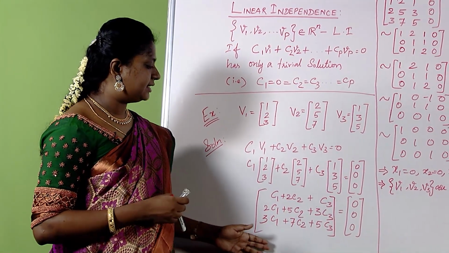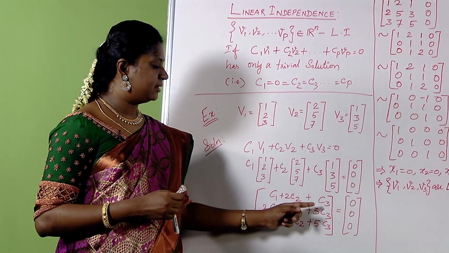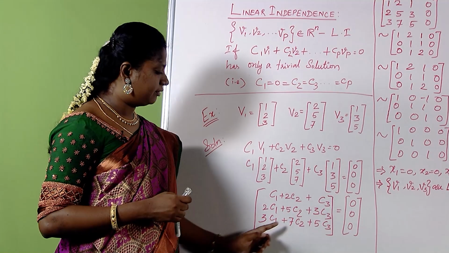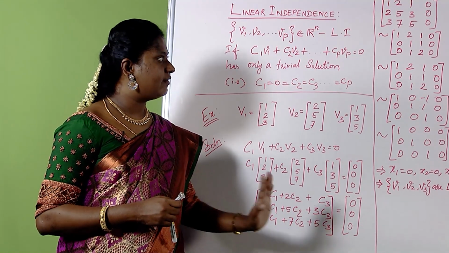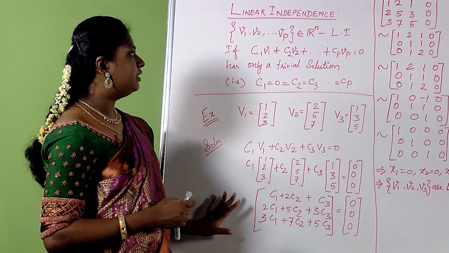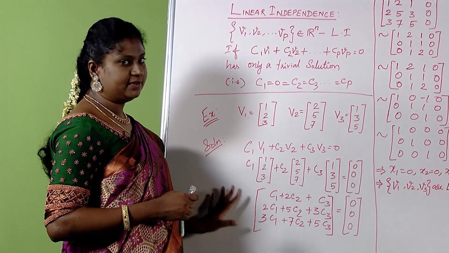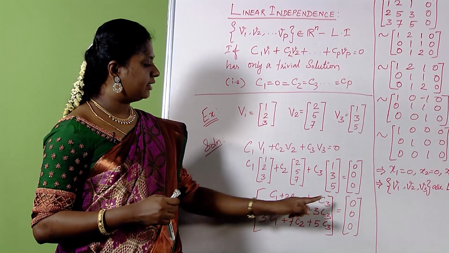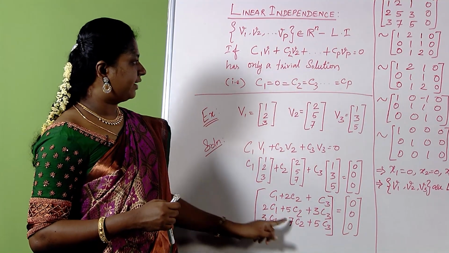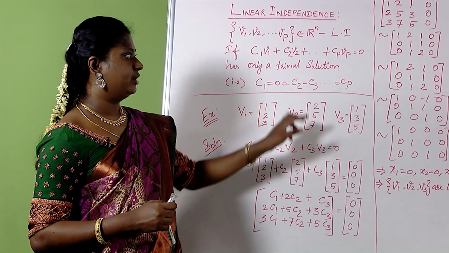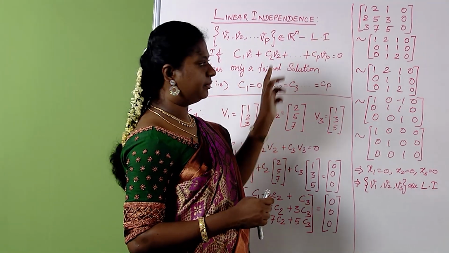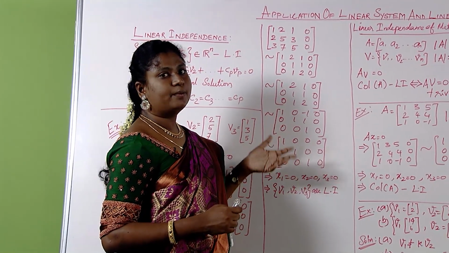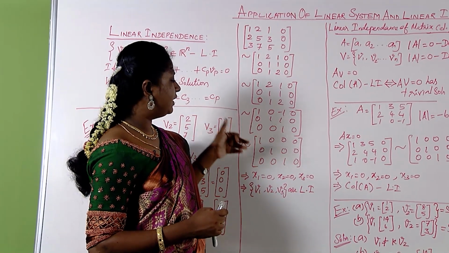I am getting C1 plus 2 C2 plus C3 equal to 0, 2 C1 plus 5 C2 plus 3 C3, and 3 C1 plus 7 C2 plus 5 C3, with the zero vector on the right. I am going to form an augmented matrix from here: 1 2 1 0, then 2 5 3 0, and 3 7 5 0. I have formed this matrix, and now I am going to go with row operations and reduce this to an echelon form.